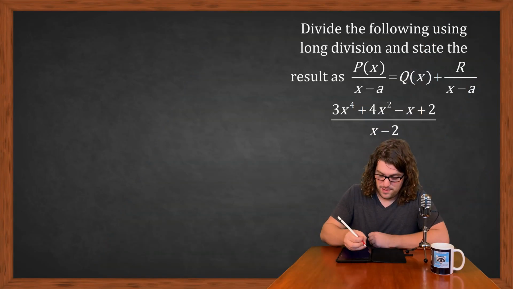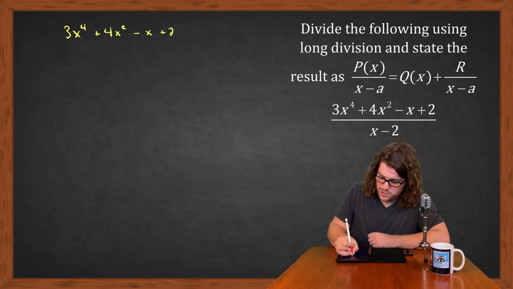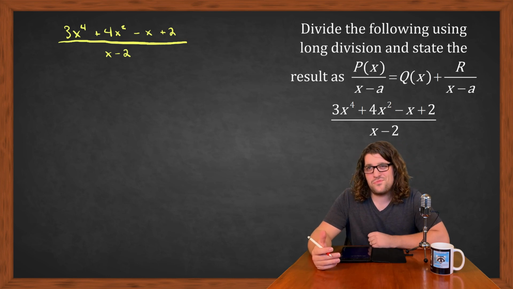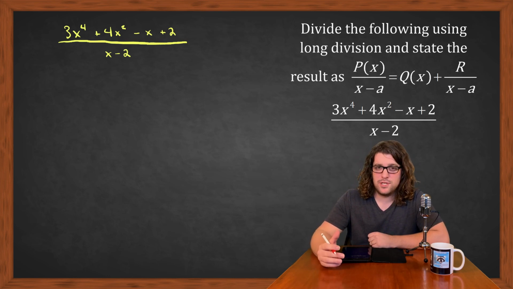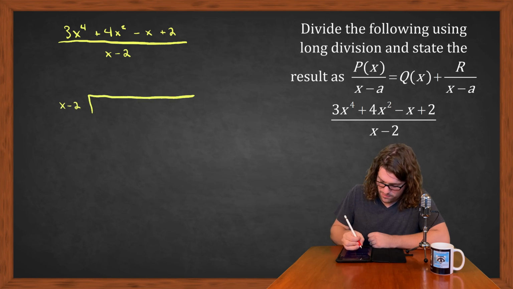Let's get to it. Okay, so what I have written up above is the expression 3x to the fourth power plus 4x to the second power minus x plus 2, and I'm going to divide that entire expression by x minus 2. So the way that I'm going to attempt to do this is by approaching the problem as a polynomial long division. So my divisor is going to be x minus 2, and my dividend, although nobody ever calls it that, is the 3x to the 4.